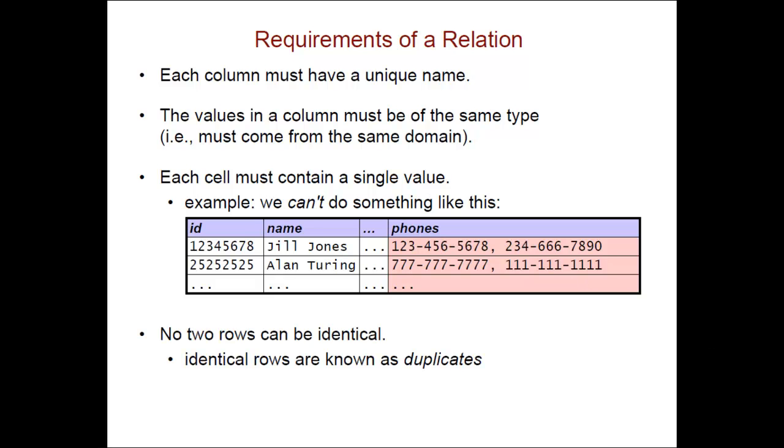No two rows can be identical in a given table. That's referred to as having duplicate rows, and the relational model doesn't allow that.